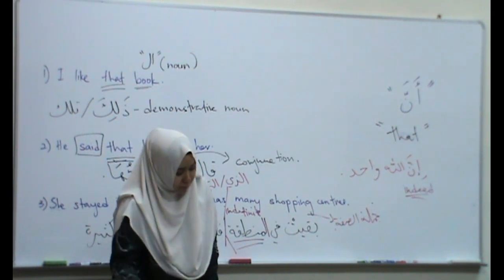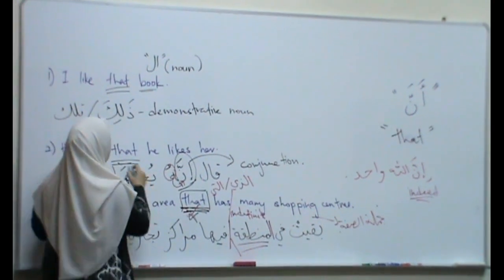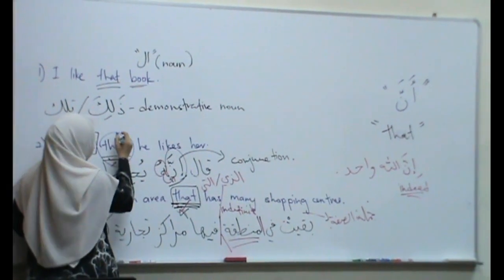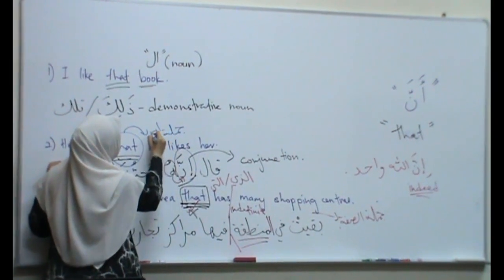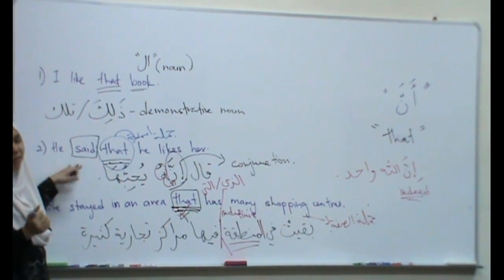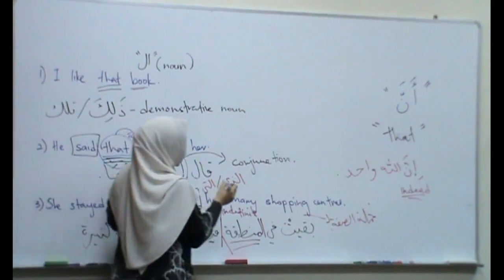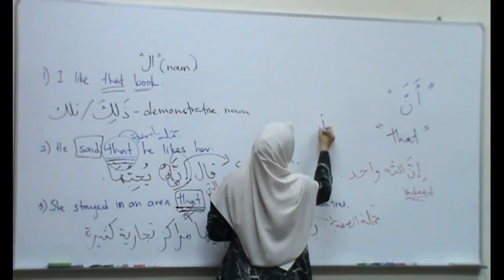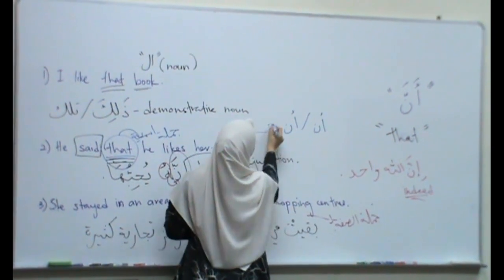preceded by a verb. But another thing that can help you to understand is that this that must always be followed by a jumlah ismiyah. That's another thing that you can guess. Sometimes you don't know the meaning of the verb. So if you look after the word an or anna, it is followed by a jumlah ismiyah.